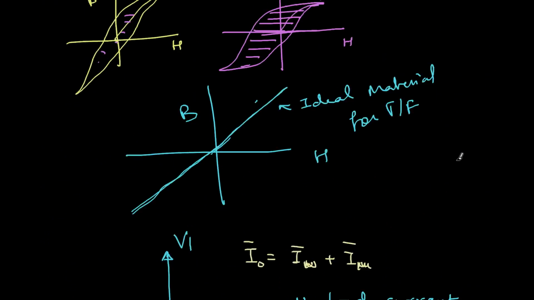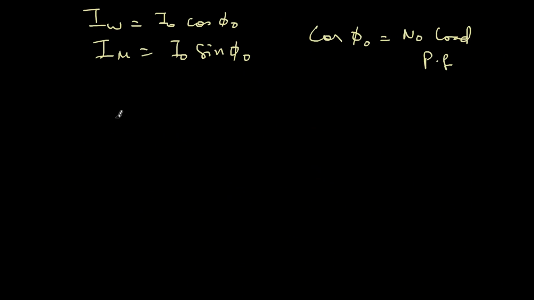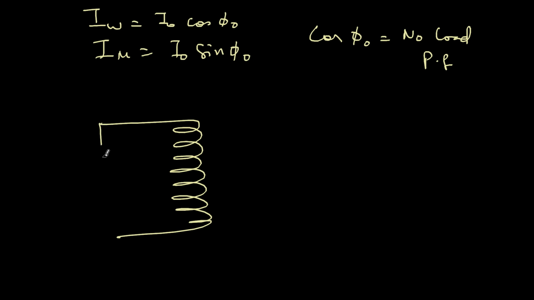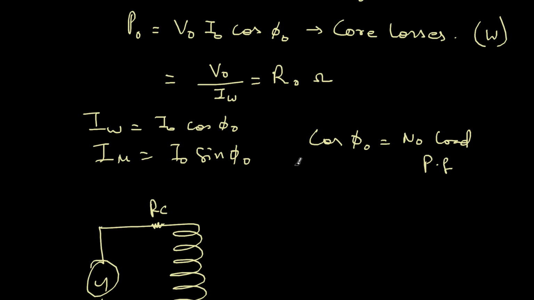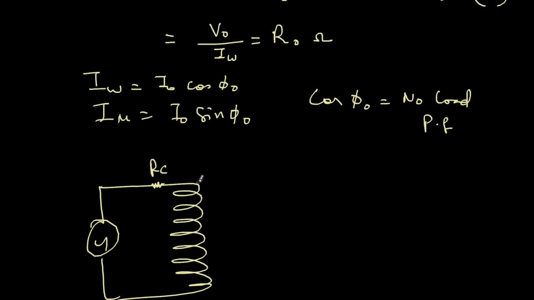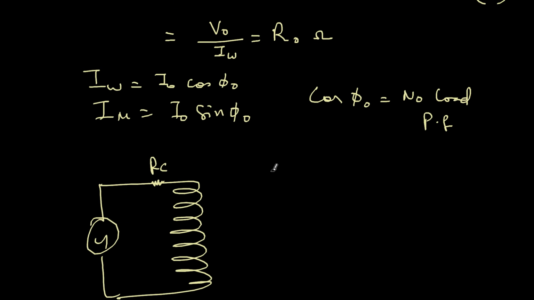Let me draw it. This is my primary winding, and I am applying the supply here. This primary winding will have electrical resistance, let's denote it as RC. Now this RC is not R naught. So what are the losses here? This is nothing but I naught square into RC, the copper losses.